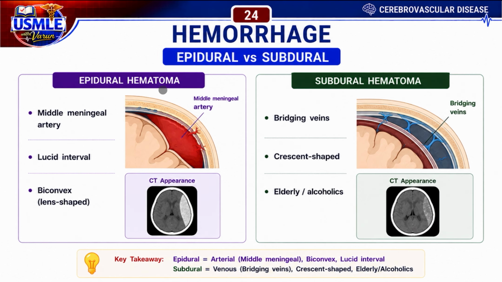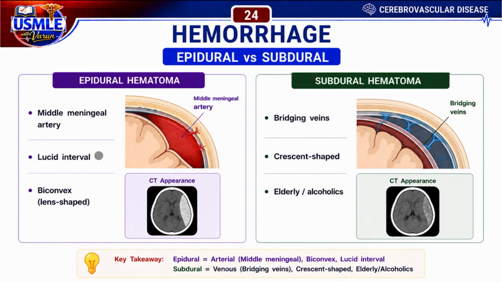Now let's try to differentiate between epidural and subdural hematoma. Epidural hematoma is usually an arterial bleed, and most commonly the middle meningeal artery is involved. Whereas subdural hematoma is usually associated with a venous bleed, and it most commonly involves the bridging veins. Epidural hematoma is associated with the lucid interval, which means a transient hyperaware state before losing consciousness.